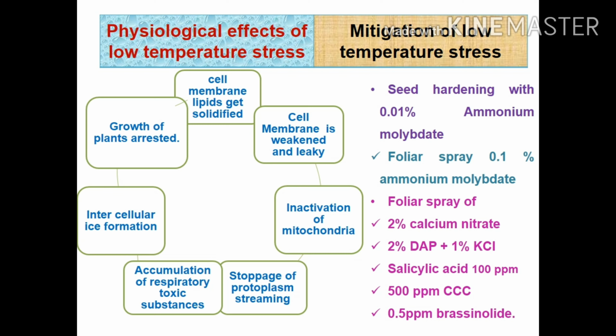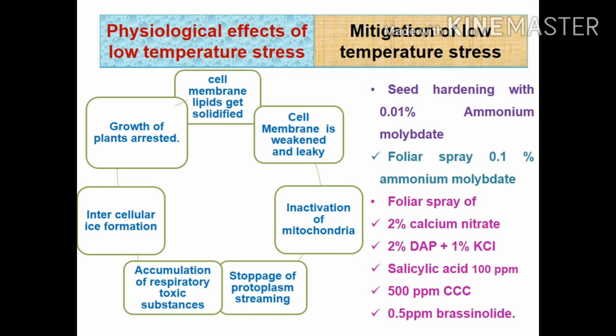That leads to inactivation of mitochondria, where the respiration takes place, stoppage of protoplasm streaming, and accumulation of respiratory toxic substances, and very important, ice formation in intracellular spaces, and finally growth of plants is arrested, which is because cell membrane lipids get solidified. What are all the mitigation measures to overcome low temperature stresses?